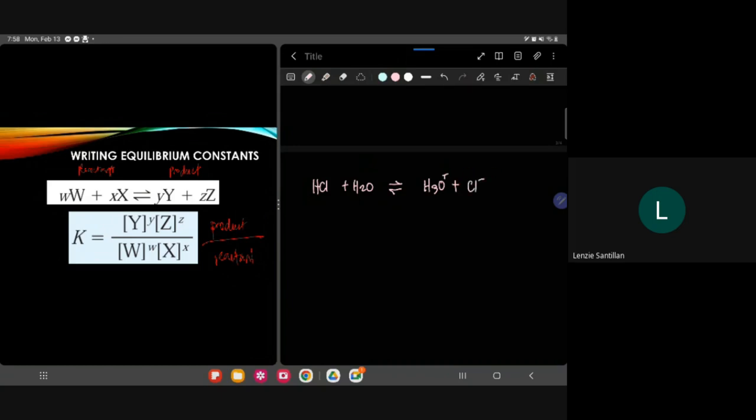Anong charge? Guys, let me know. Pa-comment ako sa comment section. Anong charge ng ating hydrochloric acid? Anong complete charge or total molecular charge? Konting review lang from our organic, inorganic. Anong charge ng ating hydrochloric acid? Makikicomment ako para malaman ko rin kung nandyan pa kayo. What is the molecular charge of your hydrochloric acid?